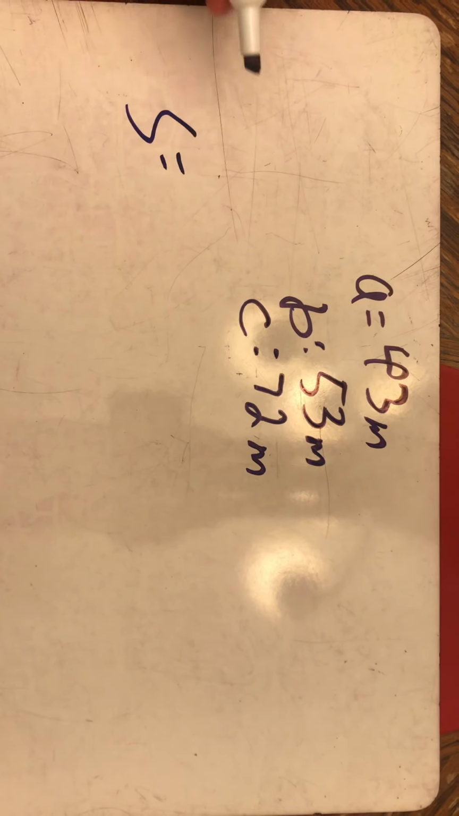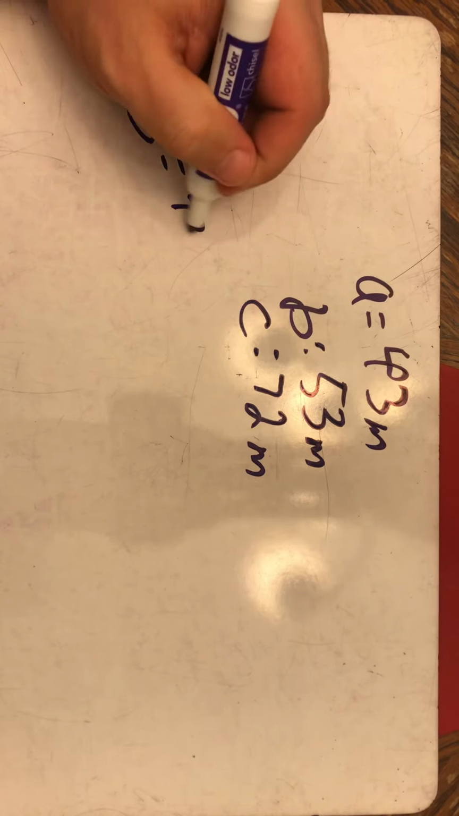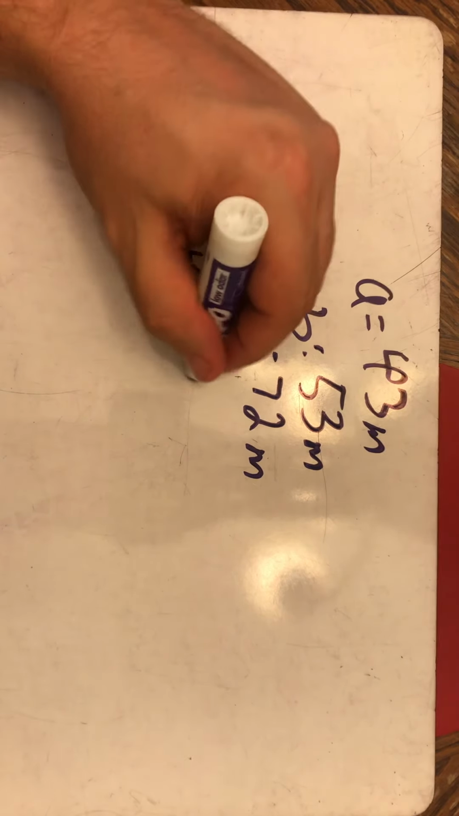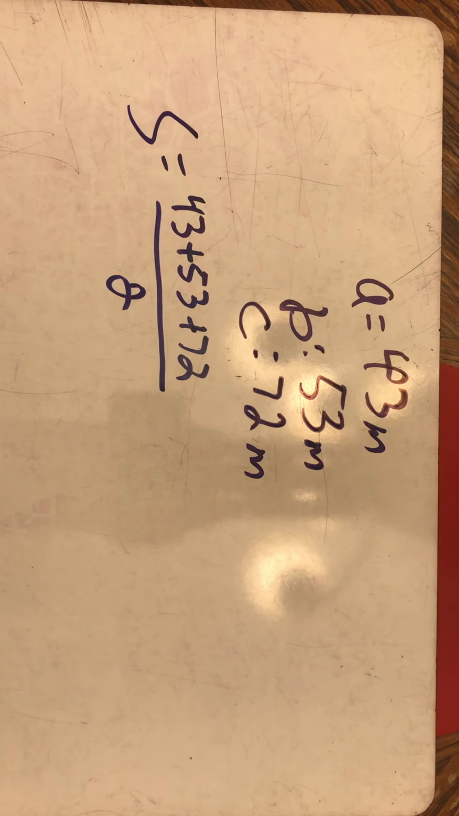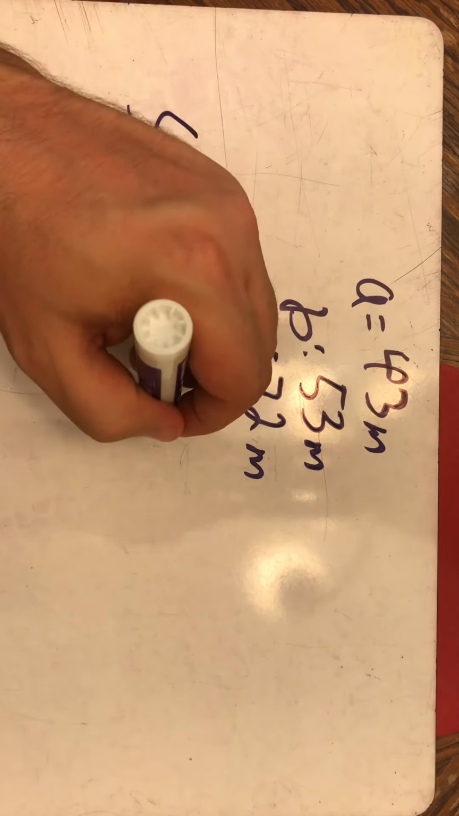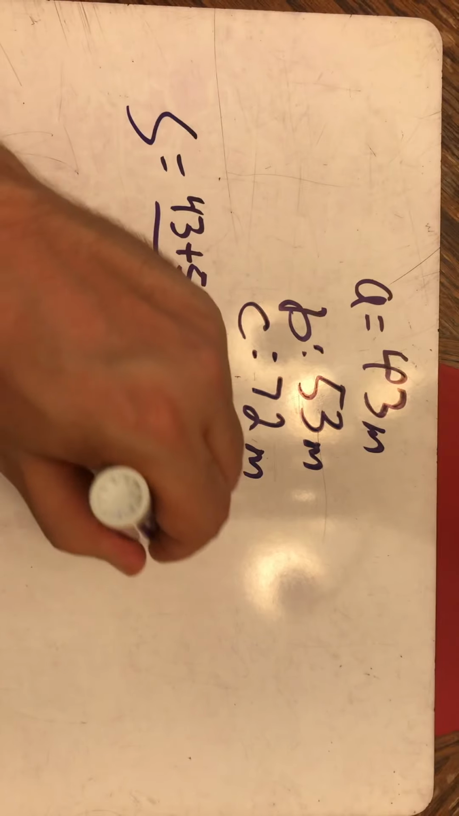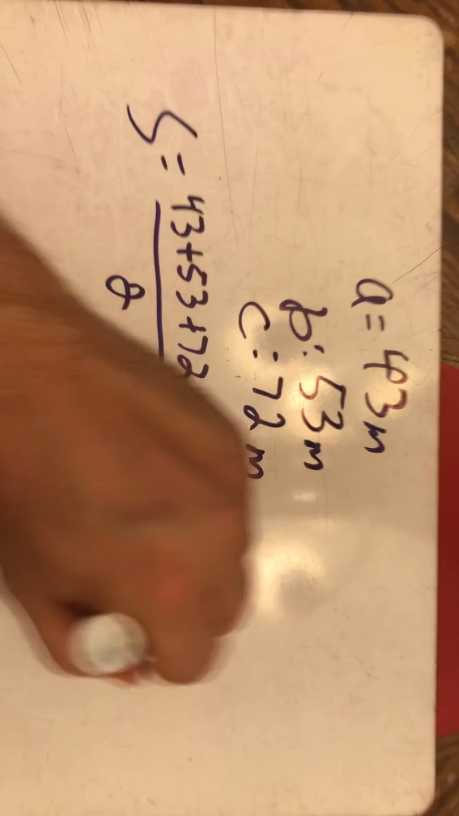And again, S, think about it this way. S is equal to the sum of all the sides, so there's your S's, divided by 2. So I'm going to take 43 plus 53 plus 72, and I'm going to divide it all by 2. When you do that, that's going to give us 168 over 2. So our S is 84.